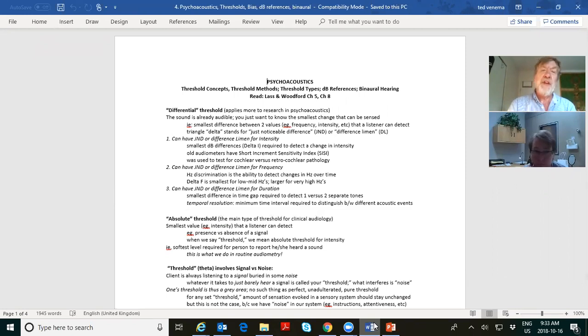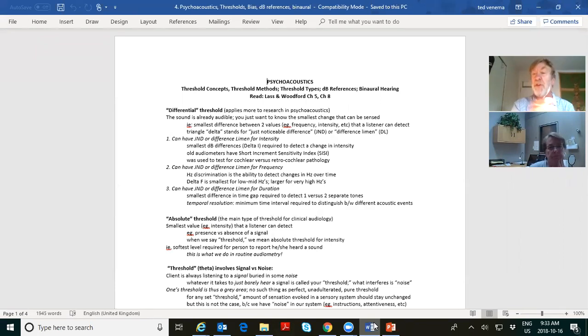So at the very beginning, let's get paragraph number one out so that we don't have to deal with it anymore. The first thing we look at is differential threshold. Now, that is something more done in research. You and I, we don't do that as hearing instrument specialists, okay? Differential threshold means you already hear the tone. You hear something. And differential means what's the smallest change or difference that I needed to make in order for you to notice that there was a difference.